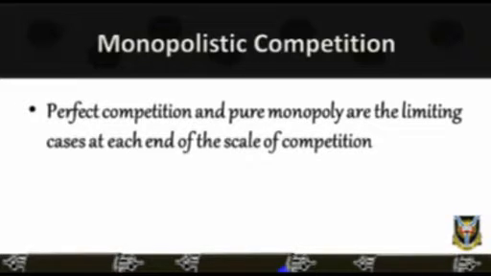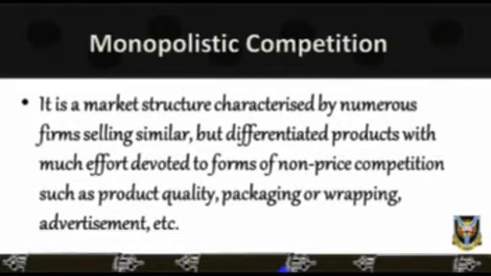Monopolistic competition is a market structure characterized by numerous firms selling similar but differentiated products, with much effort devoted to forms of non-price competition such as product quality, packaging or wrapping, advertisement, etc. It is very similar to pure competition, except that the product is not homogeneous but differentiated. The fact that the product is differentiated between firms means that each does not face a perfectly elastic demand curve for its product, unlike perfect competition.